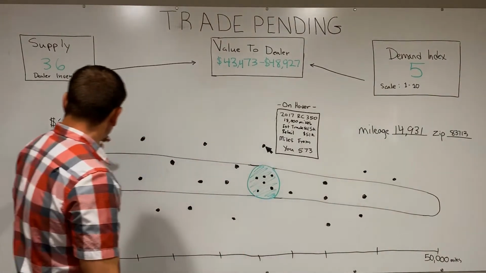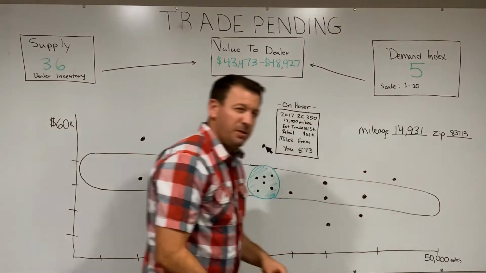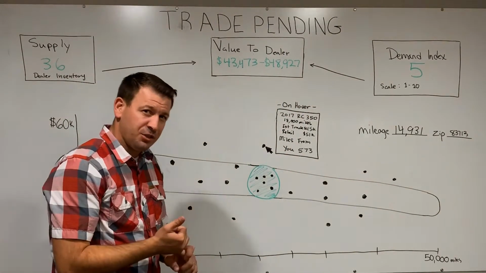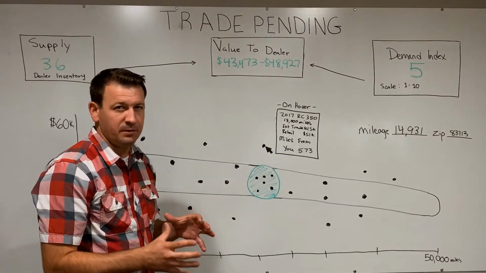As you look at this, there's a huge variance of different values. The variance is the condition of the car. That's why every car is worth a little bit different number.